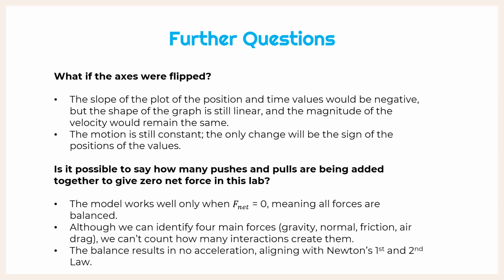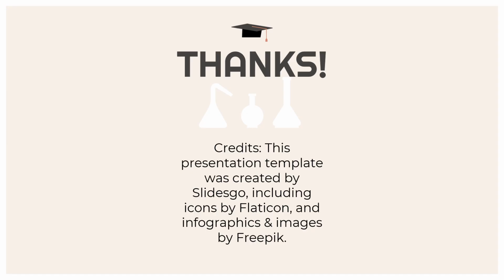For the second question, although we observe zero net force, we cannot say how many specific pushes or pulls are causing that balance. The friction, normal force, gravity, and air drag all interact, but we observe only the net effect, which is constant velocity. This lab showed me how experimental tools and simulation tools can work together to demonstrate the core physics principles. I hope you can learn a thing or two from this lab.